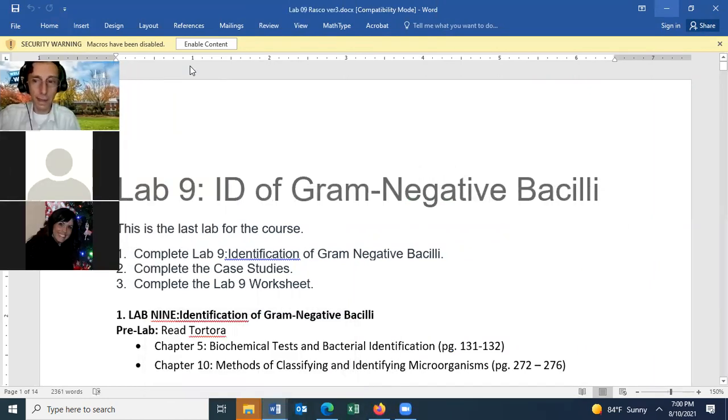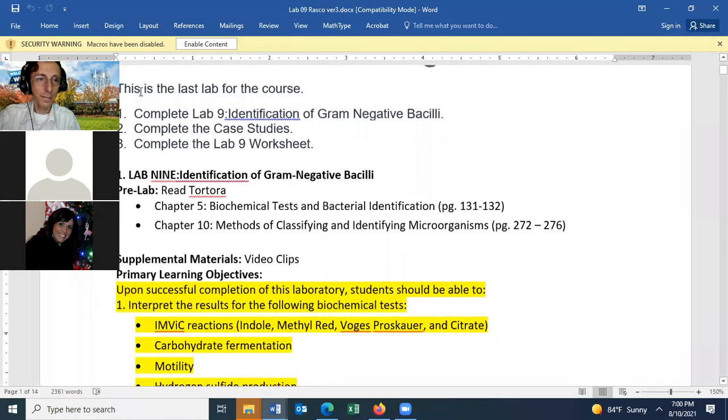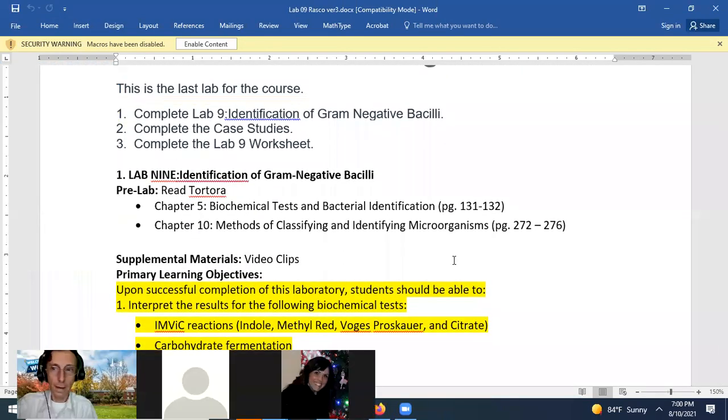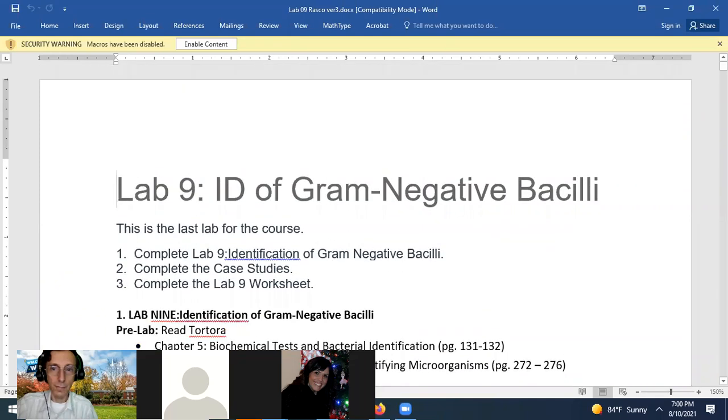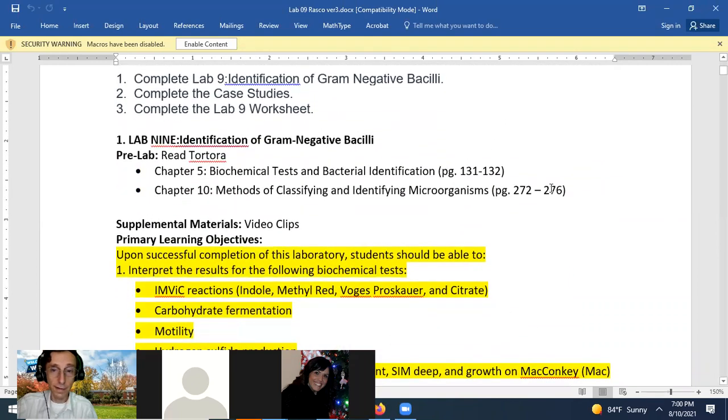All right, lab 9. Let me make sure I got the right one here. Yep, that's the right one. Identification of gram-negative bacilli. There is some reading you should do beforehand. Not very much this time, you'll be pleased to know.